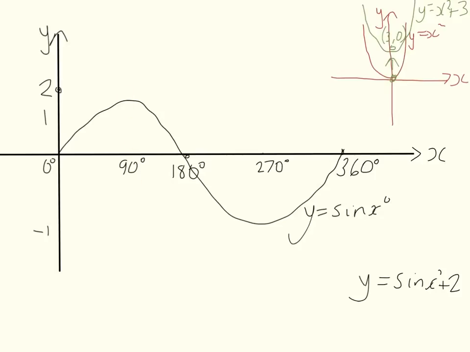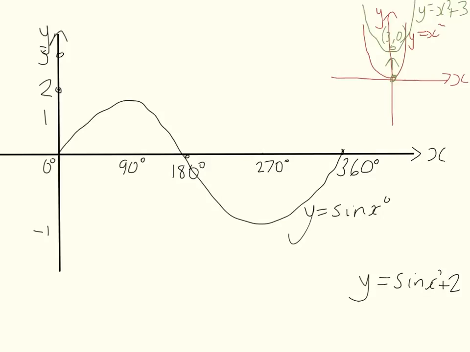Where the points occur is still going to be on the same point on the x-axis. So we're still going to have a maximum at 90 degrees. It's still going to cross at 180 degrees, but it's just going to be shifted up the way by 2. So it starts at 0, so it's going to start at 2. We've got a maximum of 1. We're going to add 2 onto that, so that means we're going to have a maximum of 3. And that should be all the points that we are looking for at the moment.